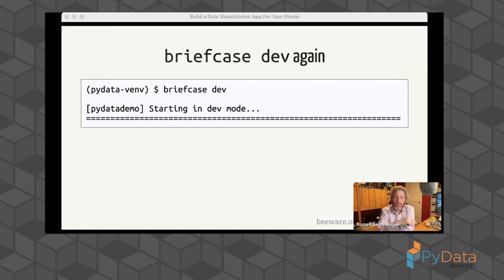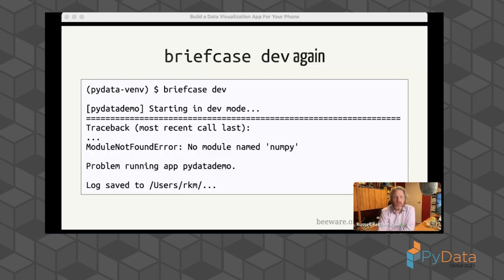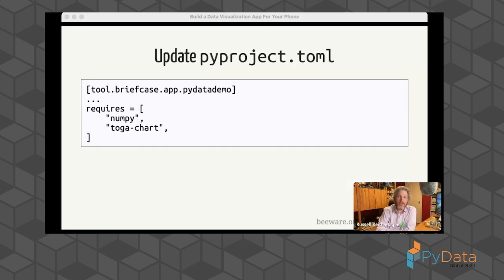Okay, but before we deploy to our phone, let's just use development mode to check that everything's working. So we can run briefcase dev and, oh, it's going to crash because it can't find NumPy. Well, that's embarrassing. We're using NumPy in our project, but we haven't installed NumPy. So let's modify our project to declare our dependencies.